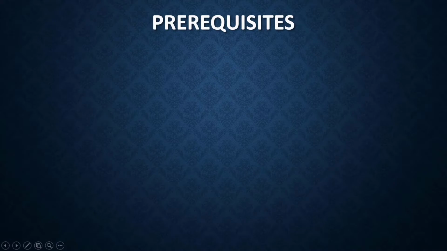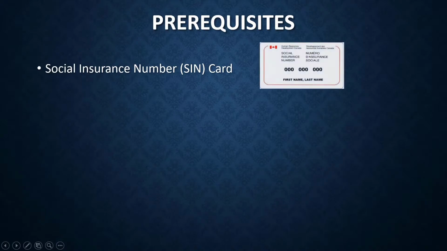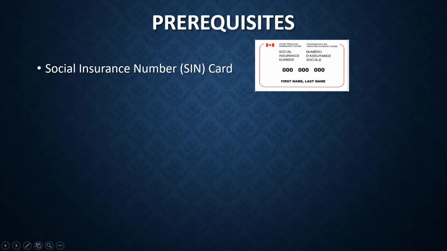Okay, so as I mentioned, prerequisites could be physical and non-physical. So let's first talk about the physical ones. In Canada, you need something called a social insurance number, or SIN card. It usually has nine digits, 3 by 3, and it is not an insurance like a health insurance type of thing, and it is also not an ID card.